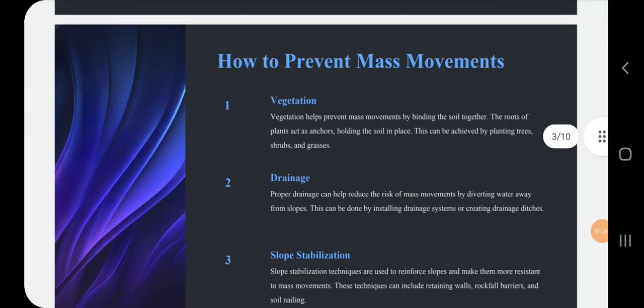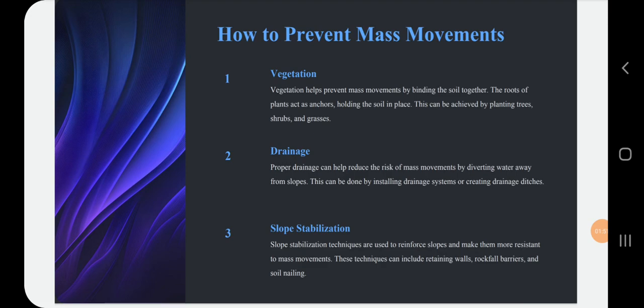How to prevent mass movement. Vegetation, drainage, and slope stabilization are the three main parts. Vegetation. Vegetation helps prevent mass movement by binding the soil together. The roots of a plant act as anchors holding the soil in place. This can be achieved by planting trees, shrubs, or grasses.